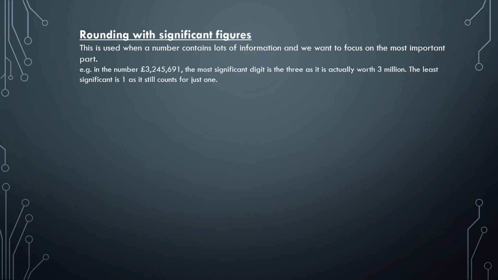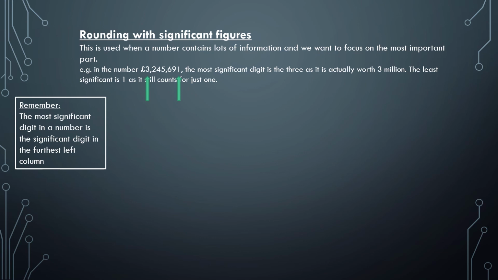If that was the amount of money you were to have, and you changed the number in the millions column, you would probably notice that a lot more than if you changed the number in the units column here. Right? So if you went up to 4,245,691, you might notice that. But if you went up to 3,245,692, you would notice that a lot less. And that's what we're trying to think about here, is how much our numbers are actually worth. So our 3 is much more significant than the 1 at the end. When we're dealing with these, our most significant digit is the number furthest to the left.